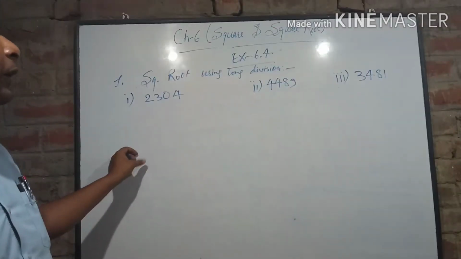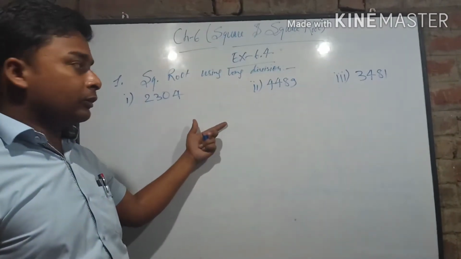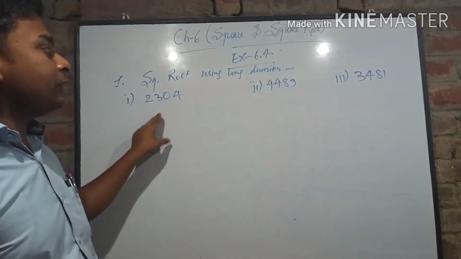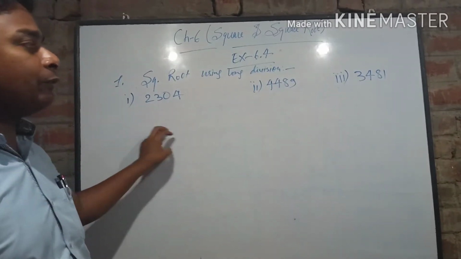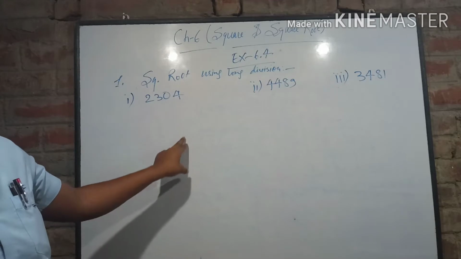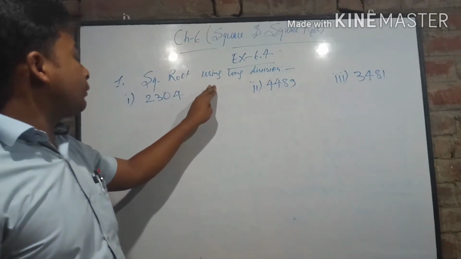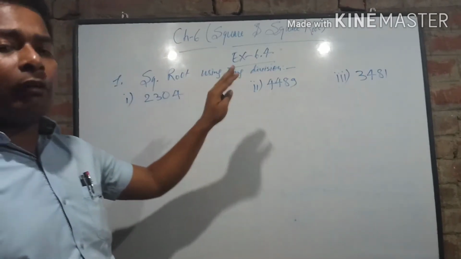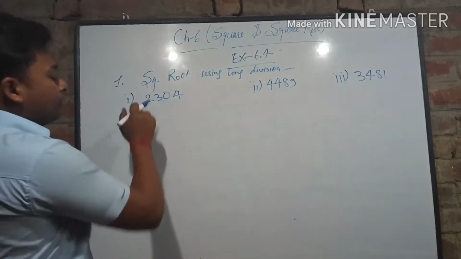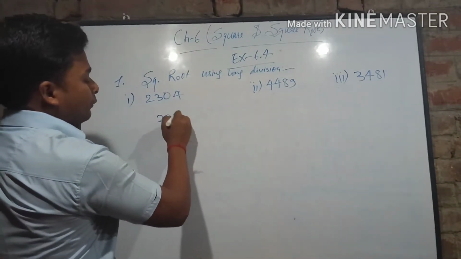Dear students, in this we have to find out the square root. Question number 1 has 12 parts. I have taken the first 3 so that the method is clear. The question is to find the square root using the long division method. The first question is 2304.